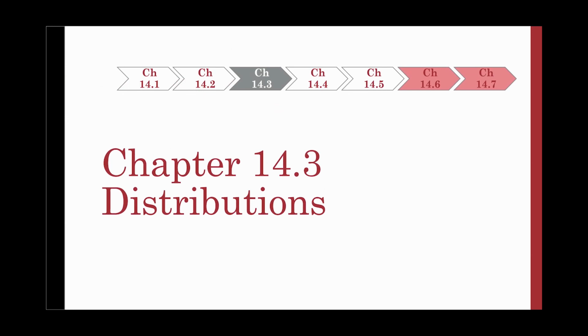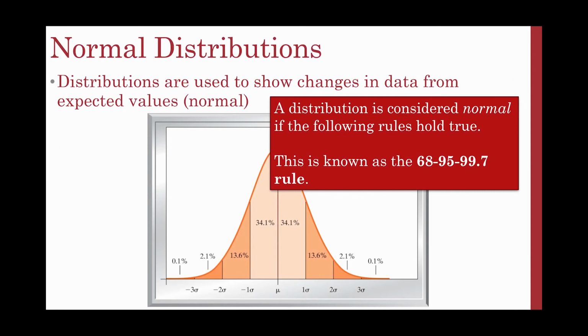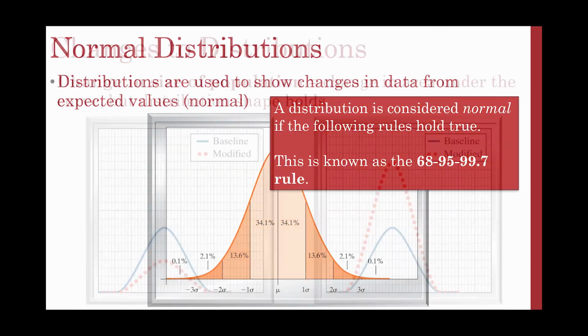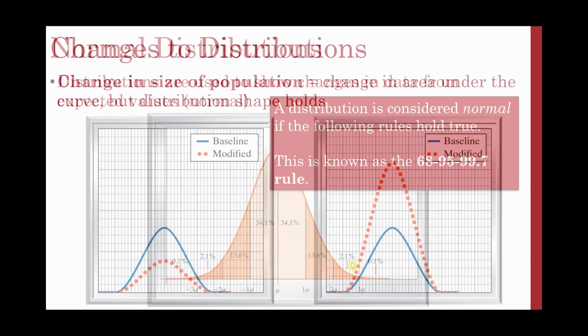So next we have distributions. Let's look at some statistical distributions. We want to draw the expected distribution given an expected change in the baseline. We want to assign possible causes for change, and we want to define what a normal distribution is. Distributions are used to show changes in data from your expected norm; your expected values are your normal. A distribution is considered normal if the following holds true. These rules are known as the 68, 95, 99.7 rule. Basically, it's the way your data lines up around your average.